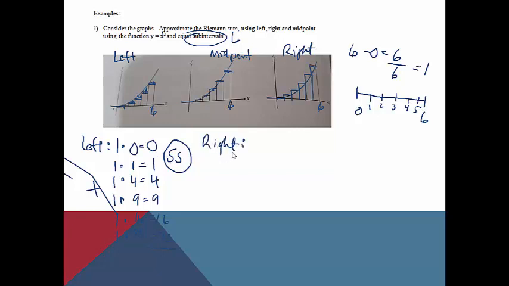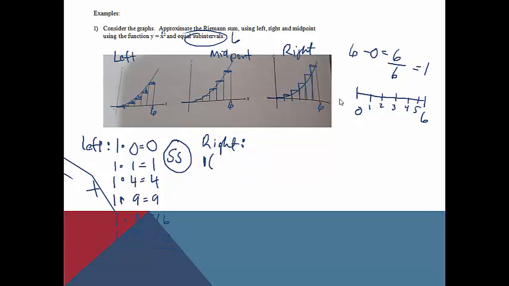And I'm going to shorten things up just a little bit for the right sum, because notice each one of these I was just multiplying by 1. So instead of having to multiply each one by 1 and show them separately, I can actually just factor out that 1 from the beginning. Now I can just add up each of the heights.